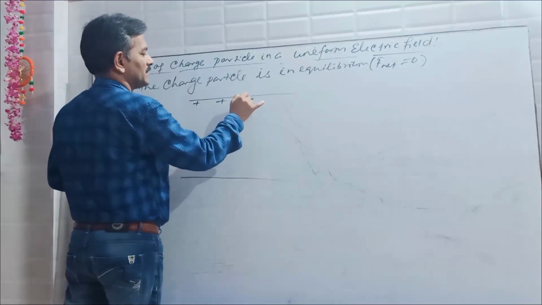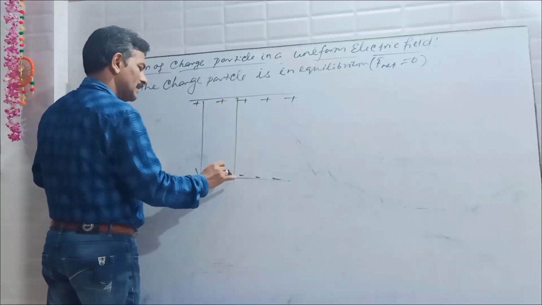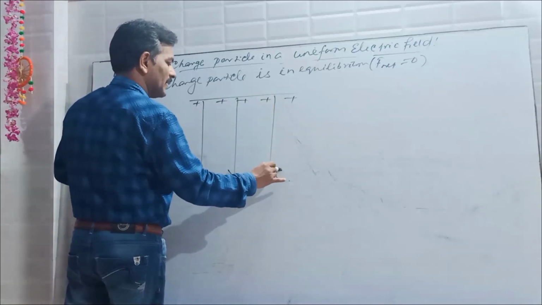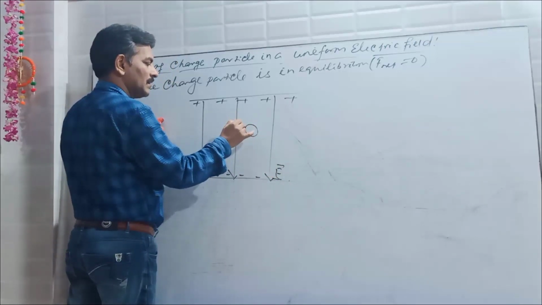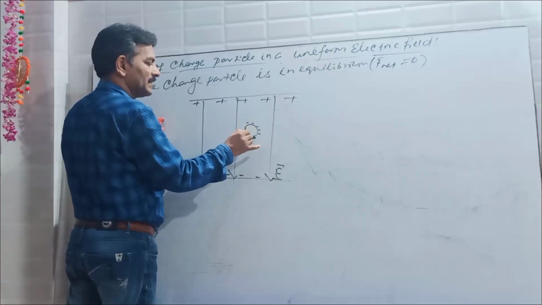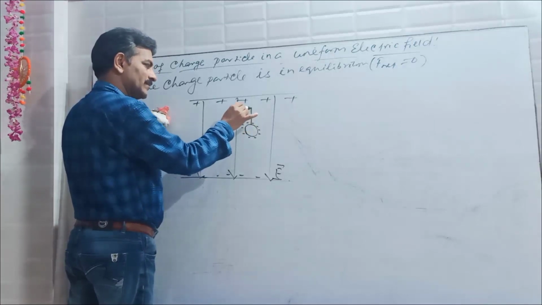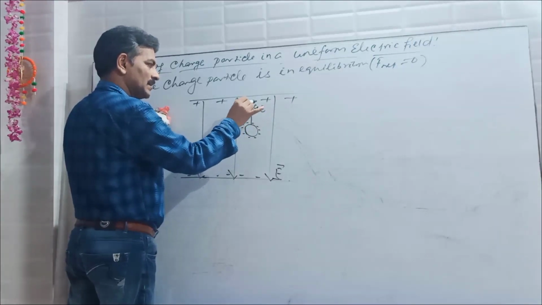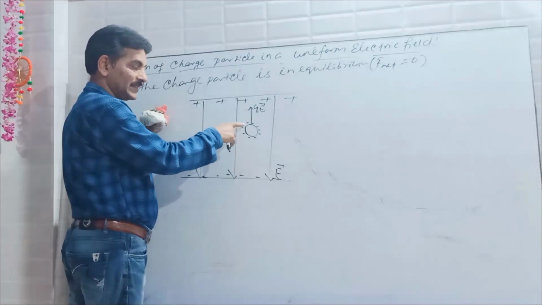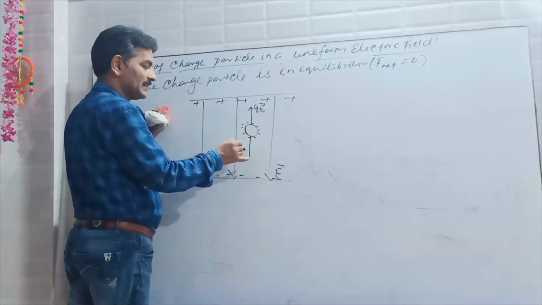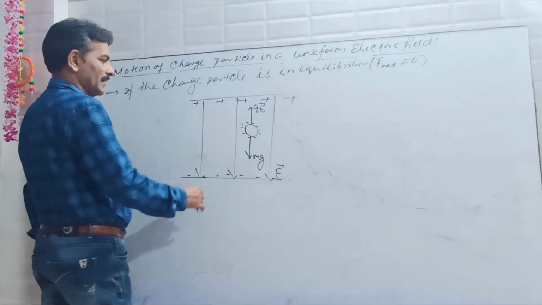So you consider a vertical electric field. Suppose this plate is positive charge and this plate is negative charge. So the electric field is vertically directed, a uniform electric field. Suppose it is a charged liquid drop, suppose negatively charged. So on this charge, force will be what? QE, opposite to the electric field since it is negative charge, and its weight is directed vertically down.